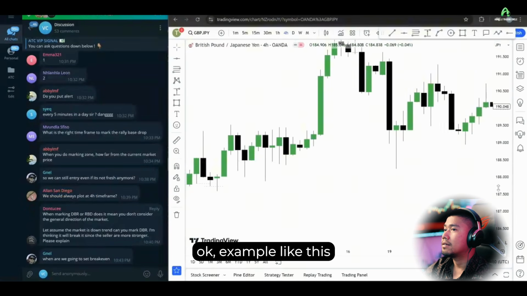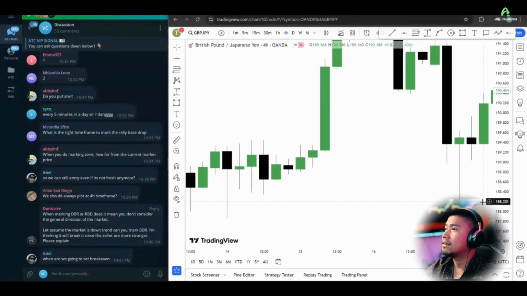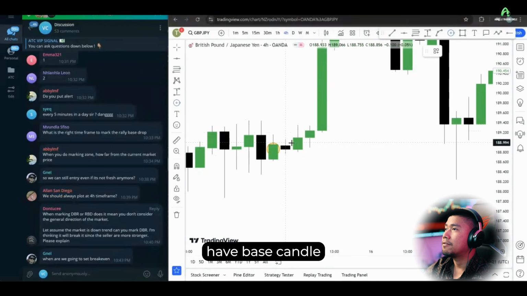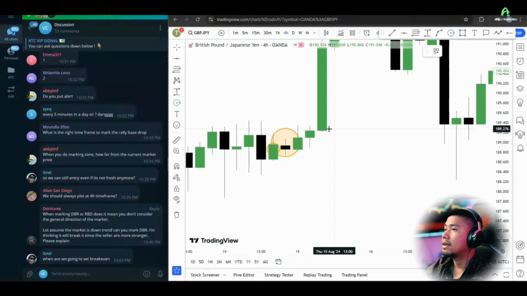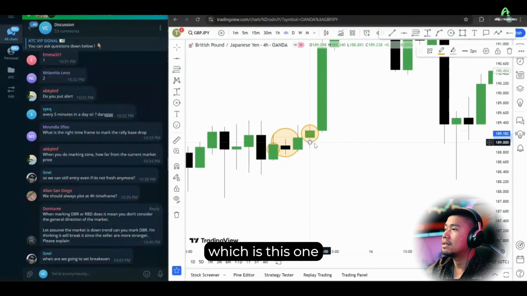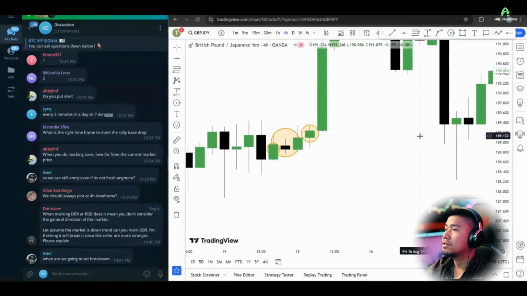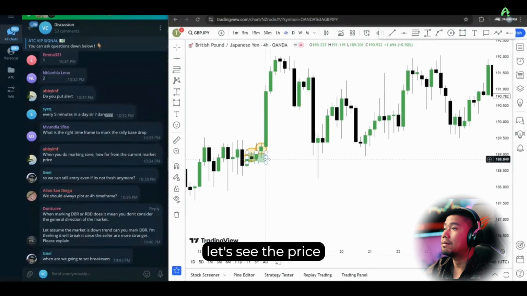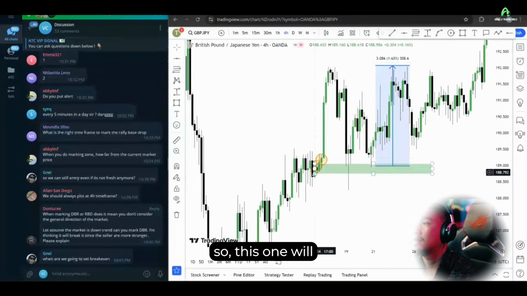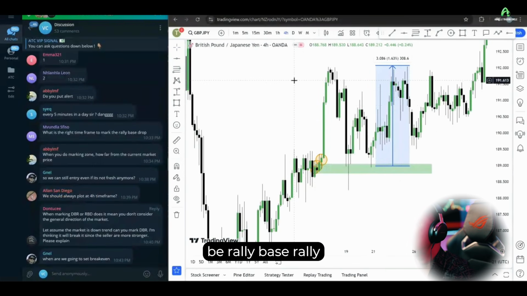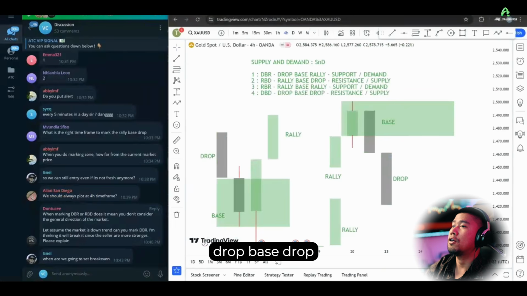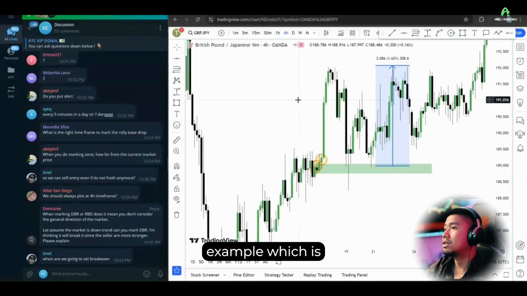Okay, example like this. Let's say you must have a rally candle, and then you must have a base candle, which is these two candles, and then you must have a rally candle, which is this one, right? So this is rally base rally. Let's see if the price can enter this area. So this one will be rally base rally, and the next one will be your drop base drop. I'm going to teach you an example of drop base drop.